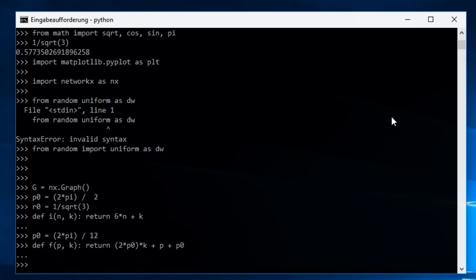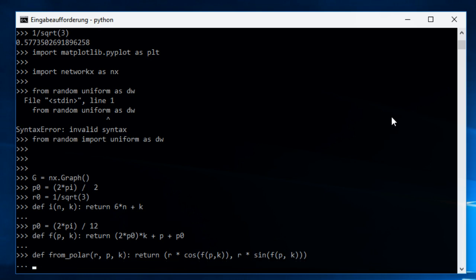Okay, and so we also need a map from polar coordinates to Cartesian coordinates. So return. And how do we do that? Well, this is exactly the formula we saw on the Wikipedia page. So the radius times cosine of the phase, and then r times the sine of the same thing.